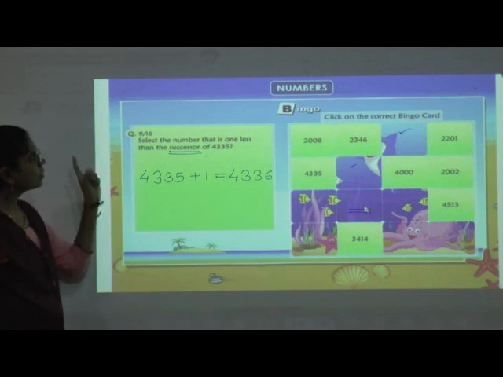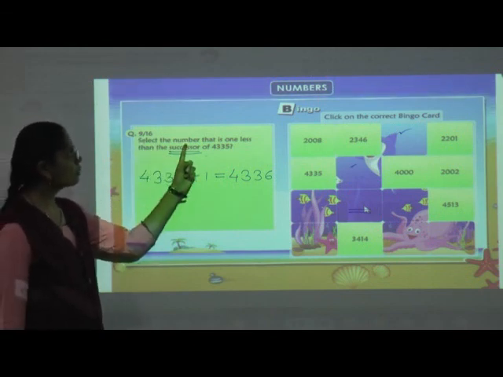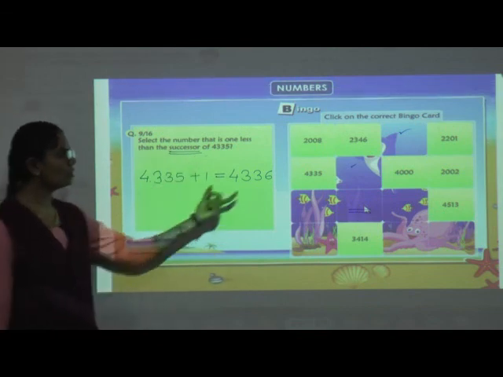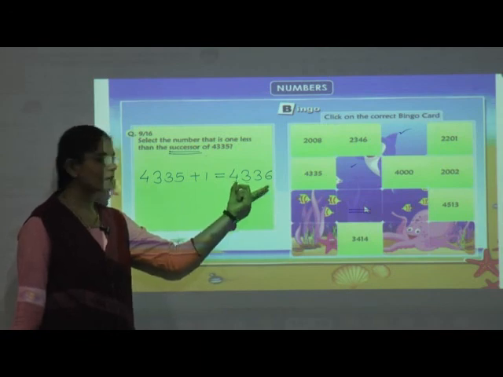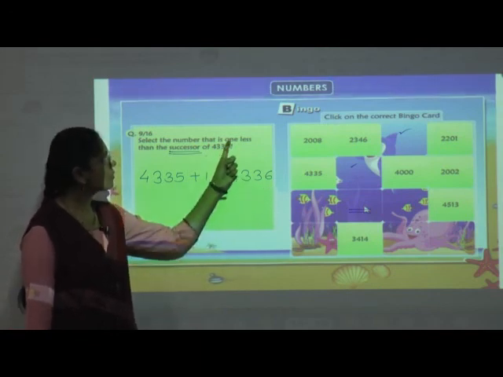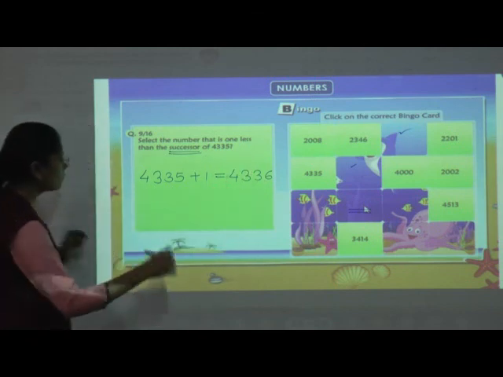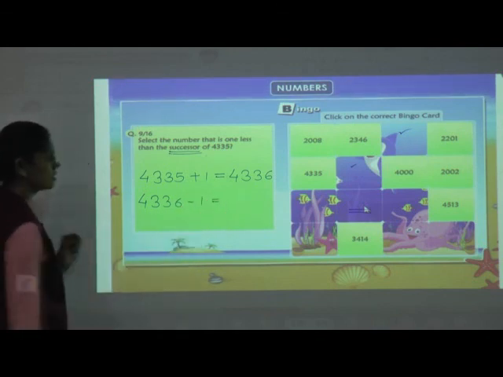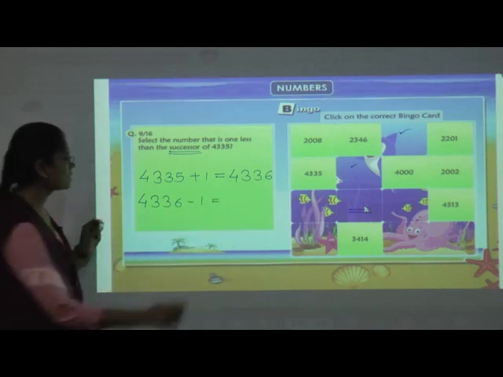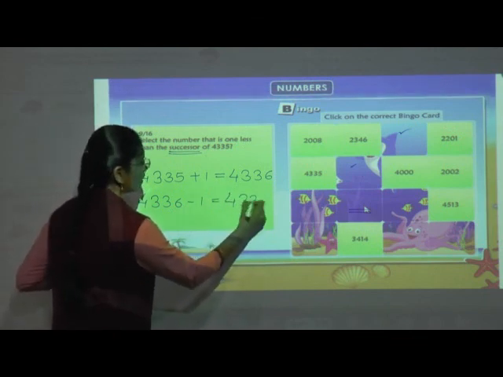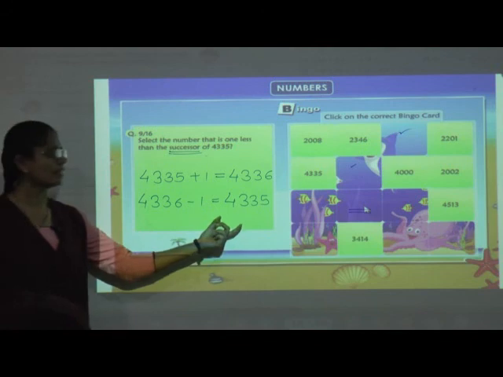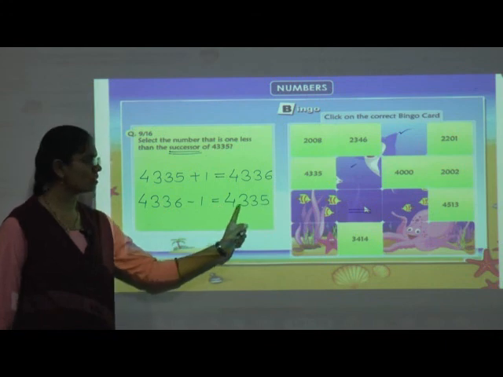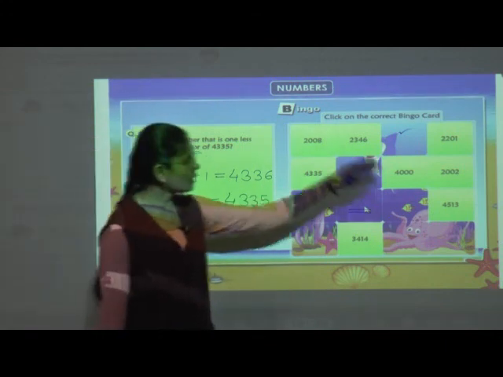4336. But the question is, select the number that is 1 less than the successor. Means again what do we have to do? We have to subtract 1 from our answer. Why? Because the phrase is 1 less than. So again we will do the subtraction: 4336 minus 1, isn't it? Then what will we get? 4335. See students, it is very interesting. Our starting number is 4335 and the answer is also 4335.